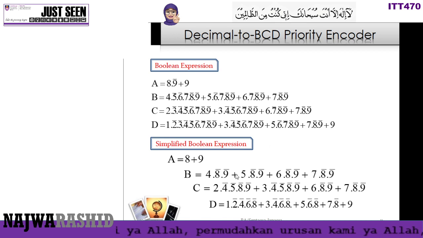So at the end, it will be B equal to 4 times 8 not times 9 not, plus 5 times 8 not times 9 not, plus 6 times 8 not times 9 not, plus 7 times 8 not times 9 not. Okay, the rest are also similar.